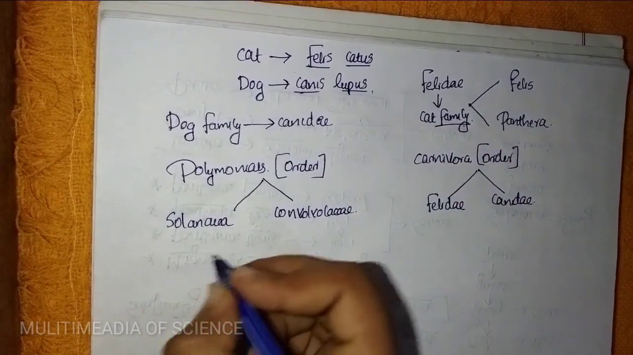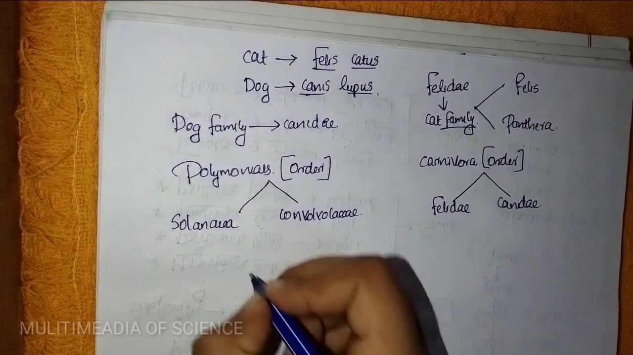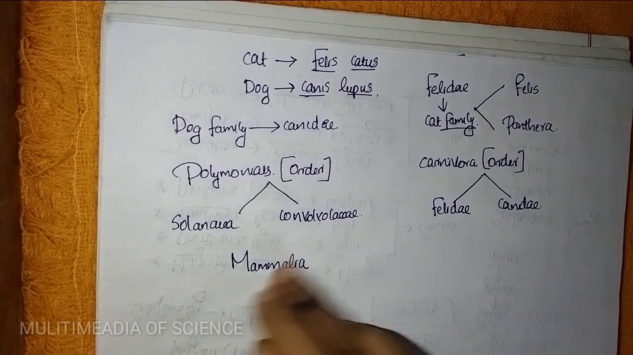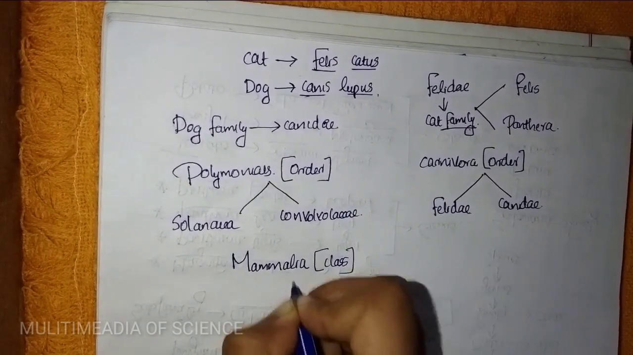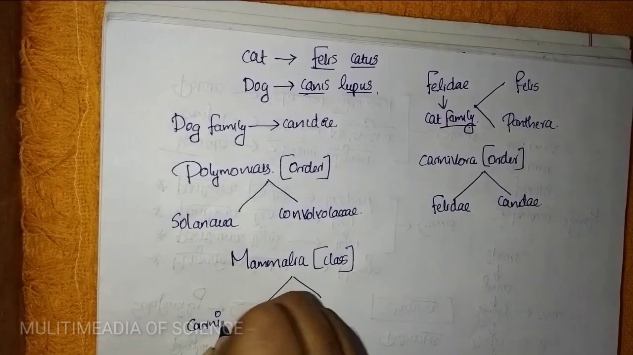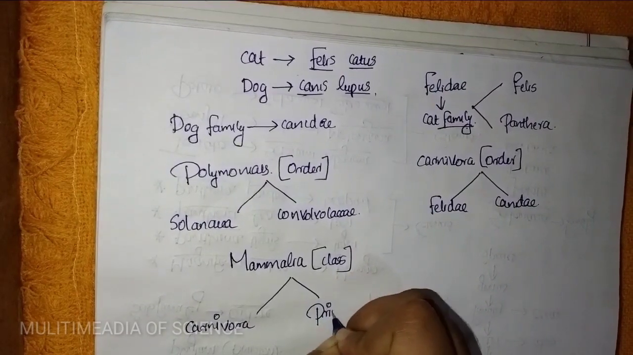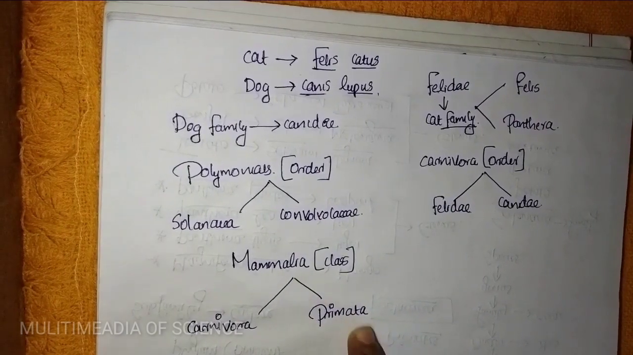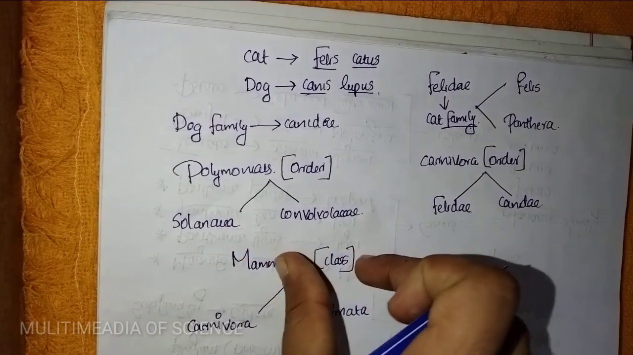Next, the order Carnivora and the order Primata are included in the class Mammalia. So Mammalia, we are all included in the class Mammalia. Mammalia is a class which includes two orders. First one is Carnivora. Next one is Primata. Human beings, Homo sapiens, are included in the order Primata. So the orders Primata and Carnivora come under the class Mammalia.